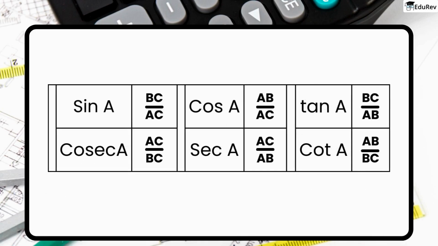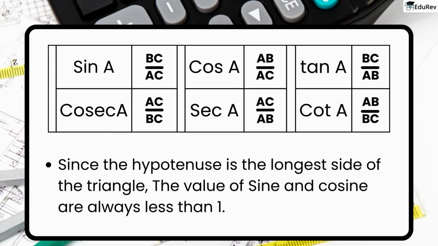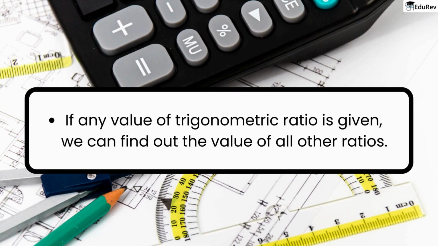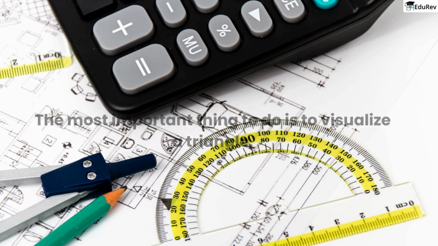Let us see some features of these ratios. Since the hypotenuse is the longest side of the triangle, the value of sine and cosine are always less than 1. Similarly, the value of secant and cosecant is always greater than 1. Also, if any value of trigonometric ratio is given, we can find out the value of all other ratios. The most important thing to do is to visualize a triangle.